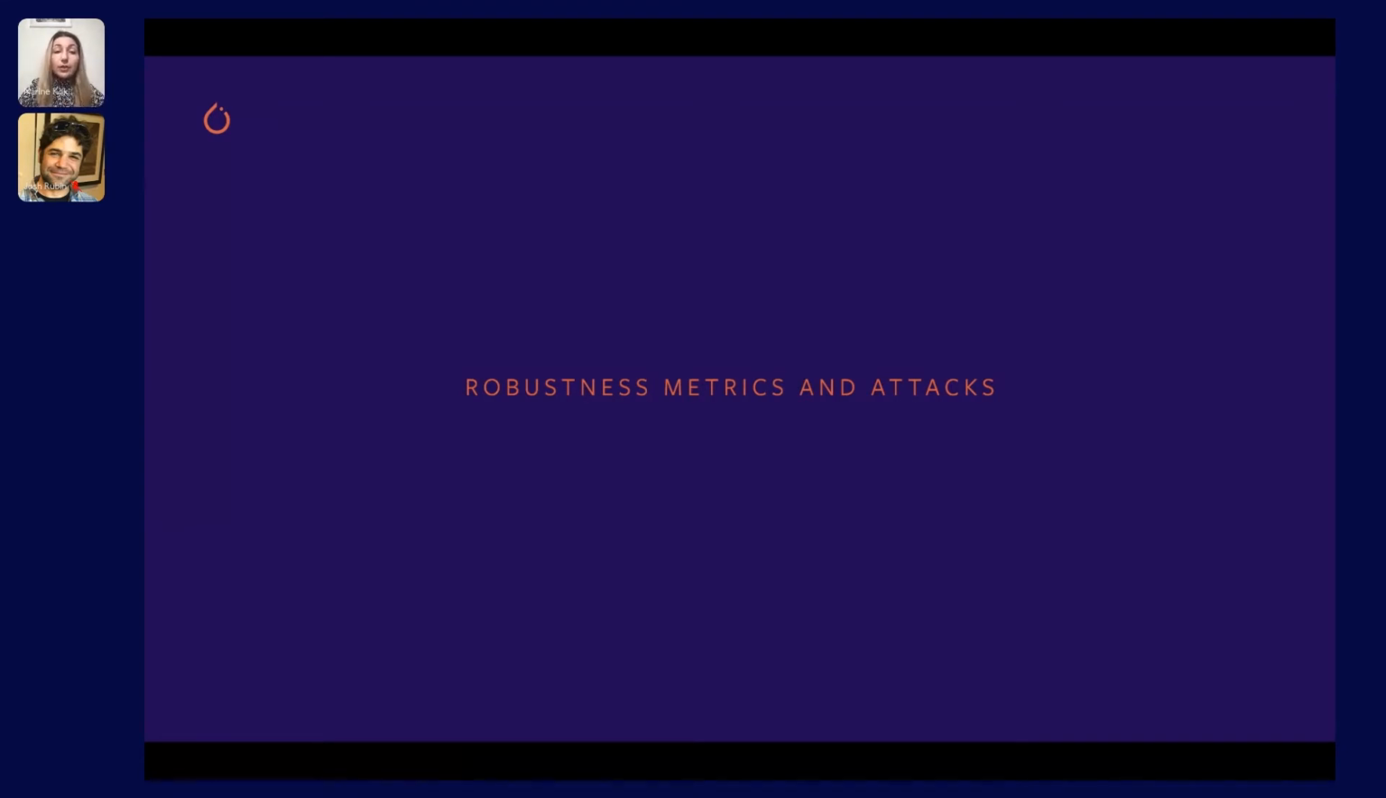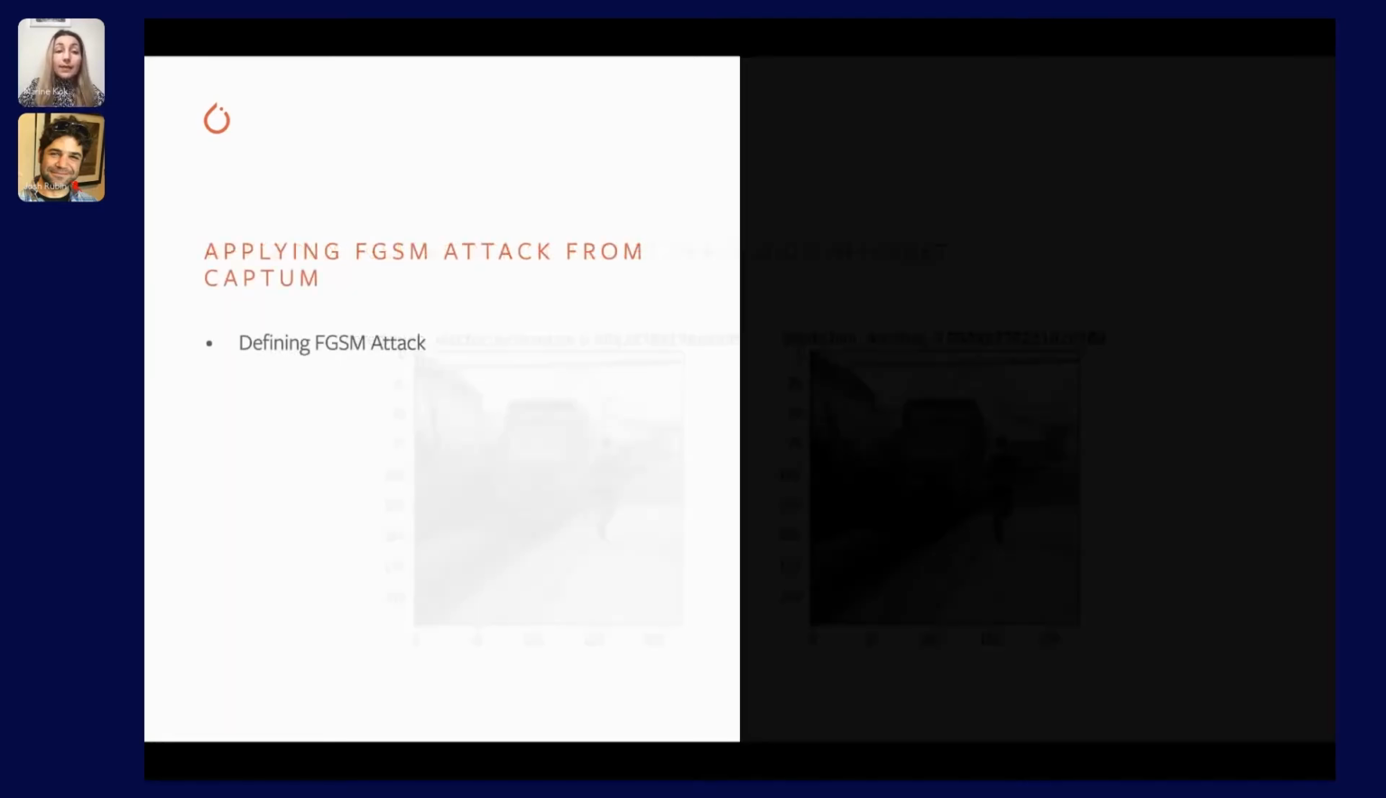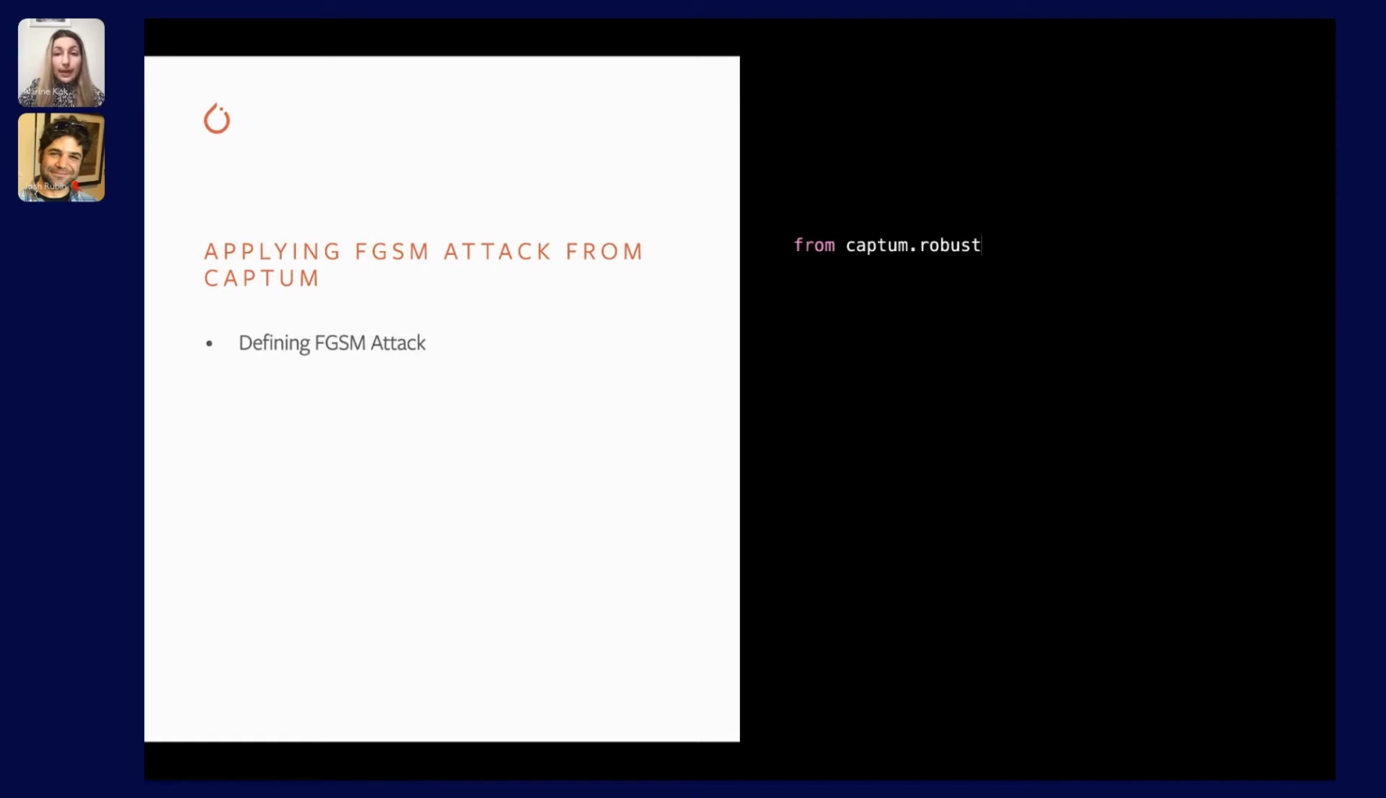Now I'd like to talk a little bit about other techniques such as robustness metrics and attacks. Robustness attacks help us to understand models' vulnerability to small input perturbations. There are white and black box attacks, and here I demonstrate FGSM white box attacks that slightly perturbed our input and fooled our model from predicting electric locomotive to a warthog. These algorithms are also very simple to use in the Captum library. You could import them the same way you do attribution algorithms, just from the robust package.